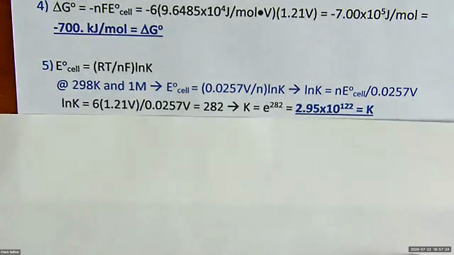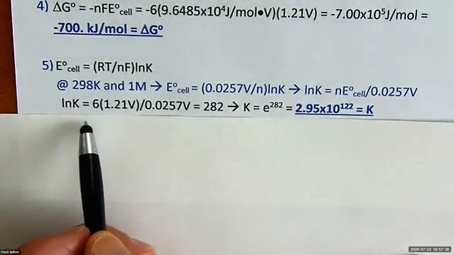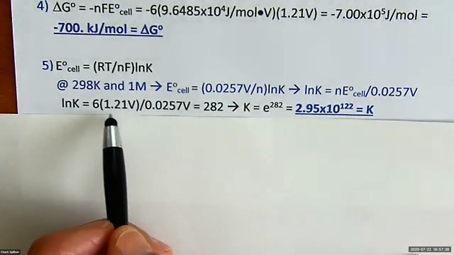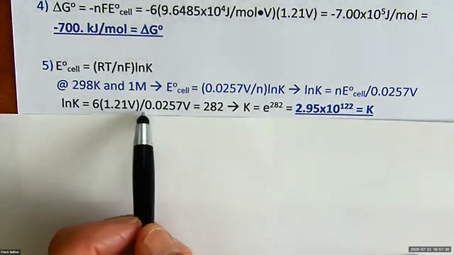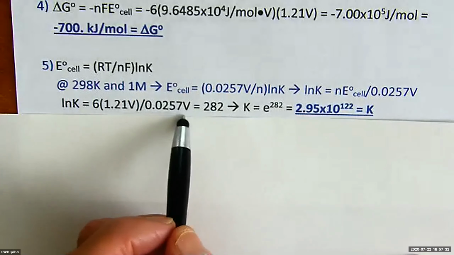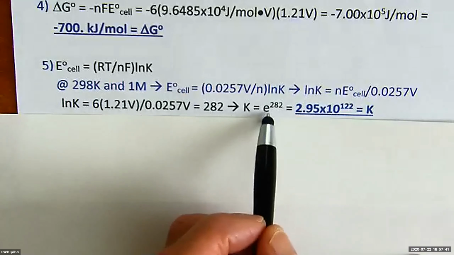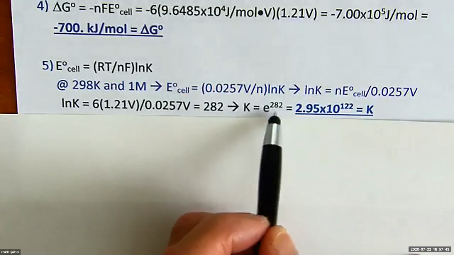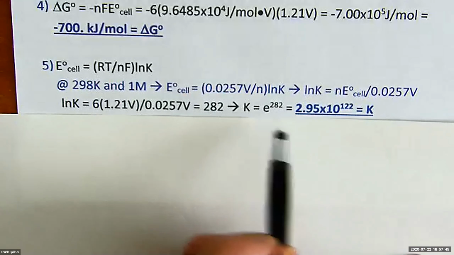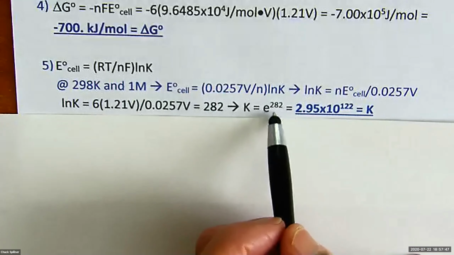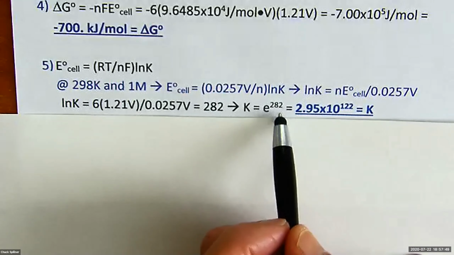So when I do that, I'll plug in the values. Log K is 6 times 1.21 volts divided by 0.0257 volts. That equals 282. So log K is 282. To find K, we're going to take it e to the power of 282. And when I did this in my calculator, I got an error message. This is too big of a number.